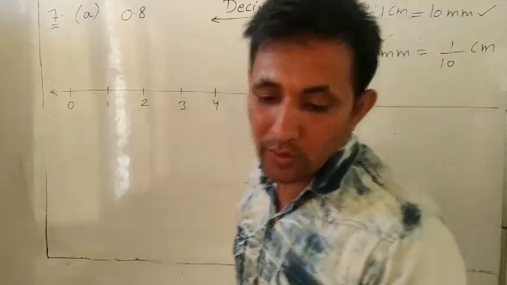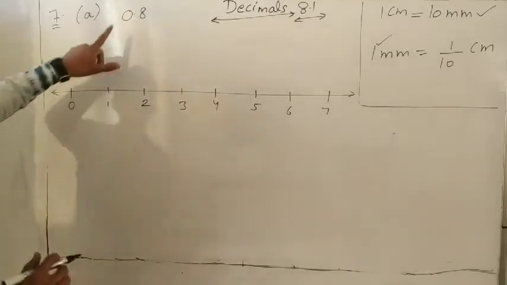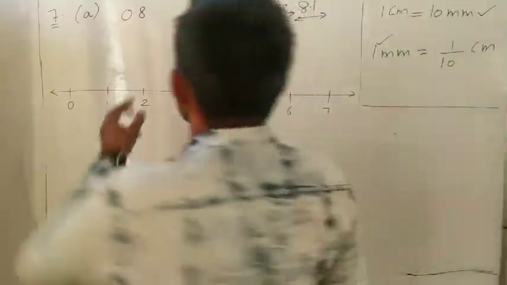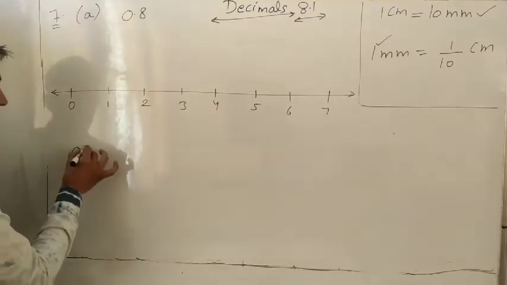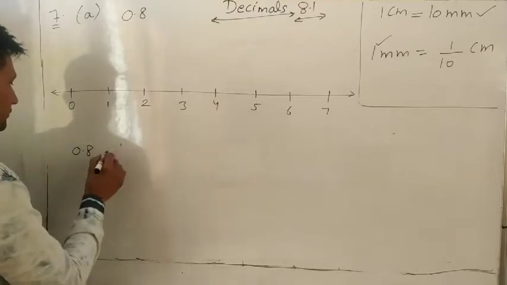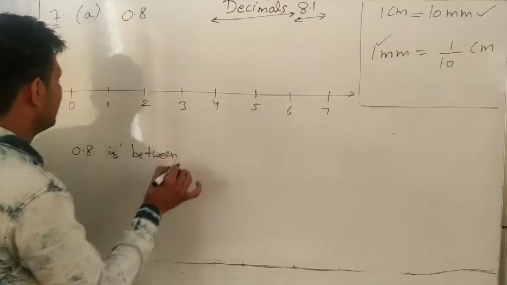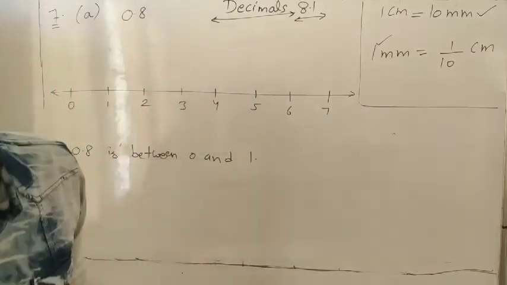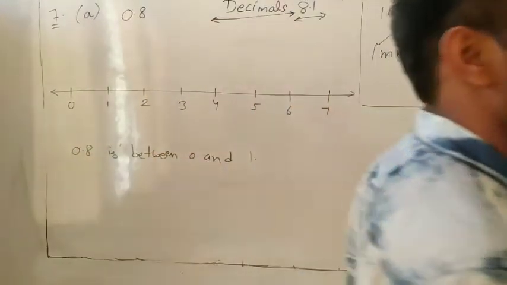So we have to find between which numbers this number lies. So we will write 0.8 means 0 plus something. So 0.8 comes between 0 and 1. So you write 0.8 is between 0 and 1. And next we have to find which of these whole numbers is nearer to the number.